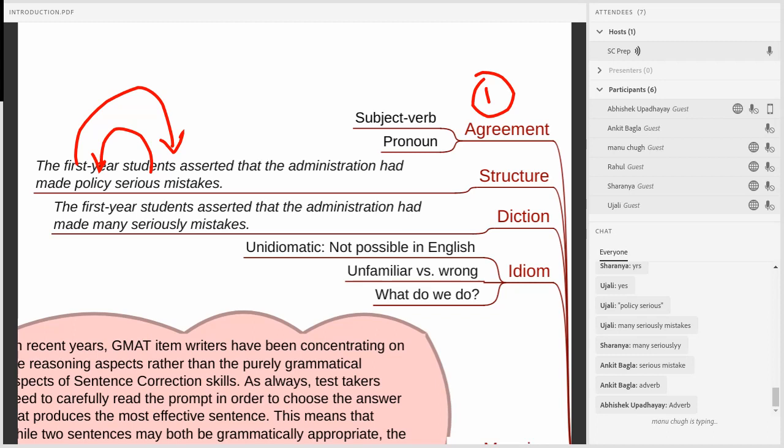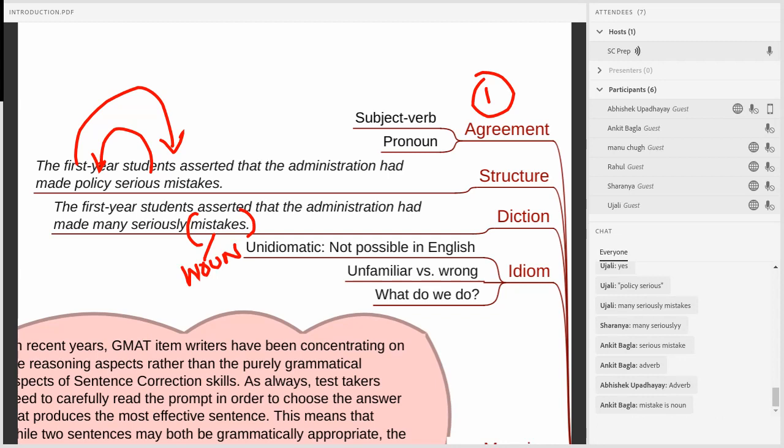Now, what we need over there is an adjective. Why do we need an adjective? Because mistakes is a noun. And nouns can be described by adjectives. They can't be described by adverbs.